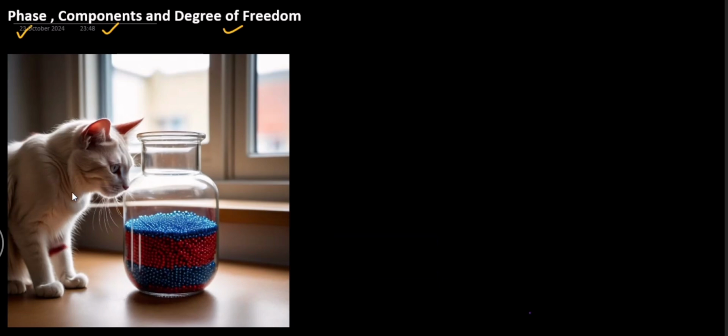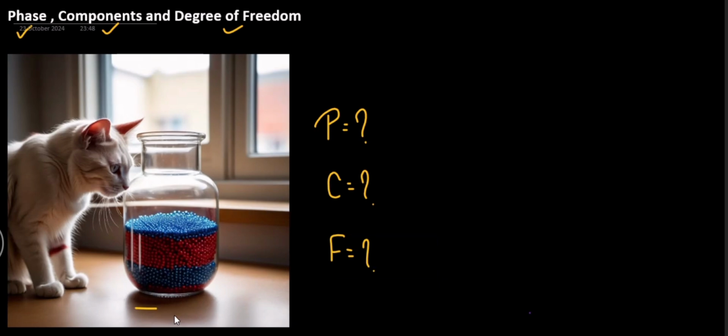So over here, you can see a cat observing this jar. So here you can say that this jar is acting as a system. Now in this system, you can see blue colored balls and red colored balls are being layered. Now, if I'm asking how many phases are there in the system, how many components are there in the system, how will you calculate the degree of freedom for the system? All these question marks would be resolved by the end of this video.